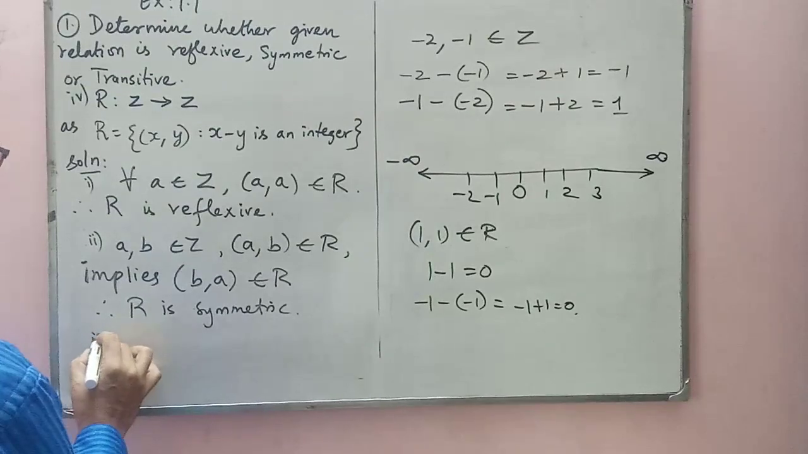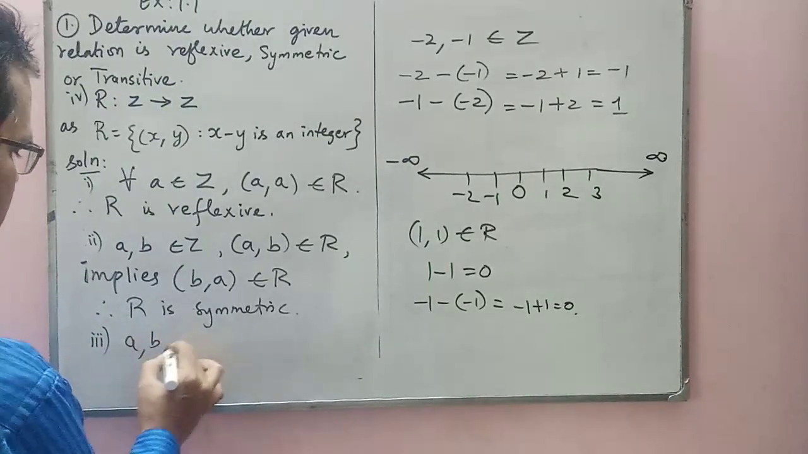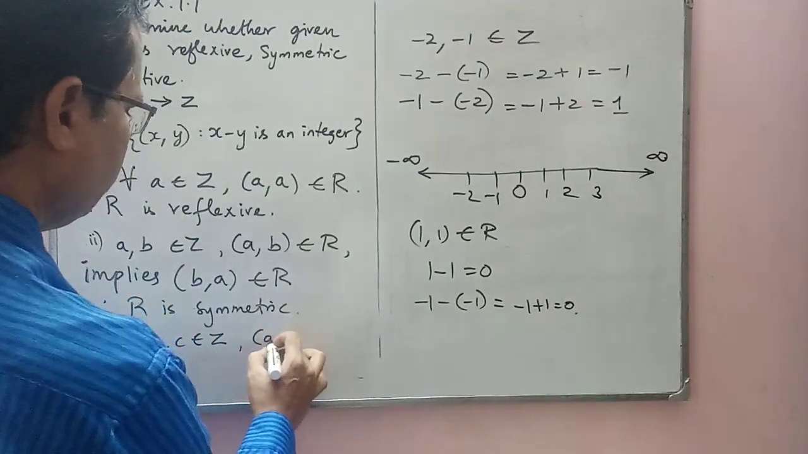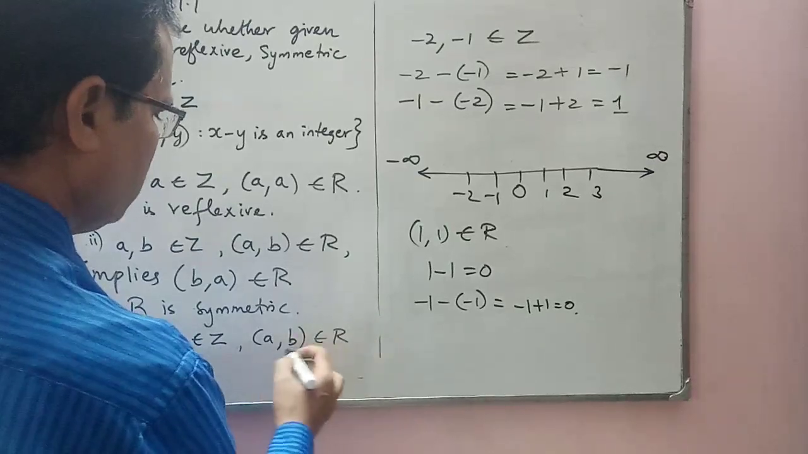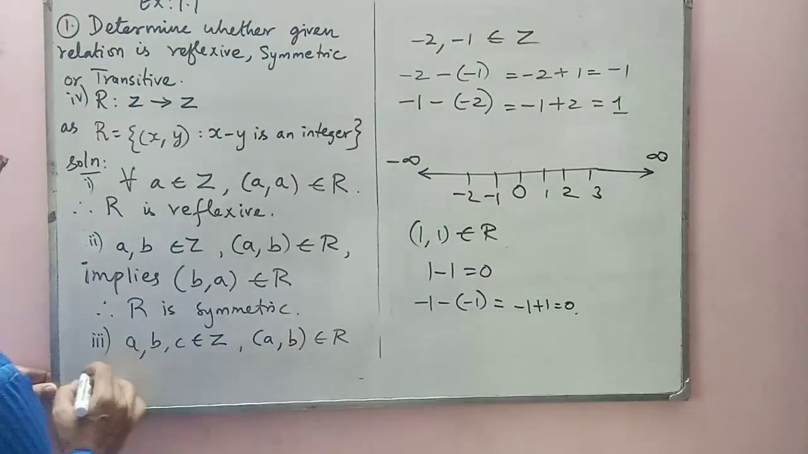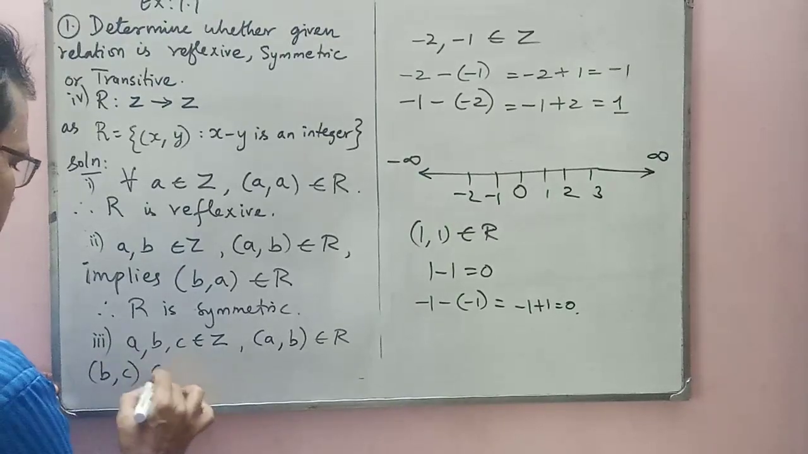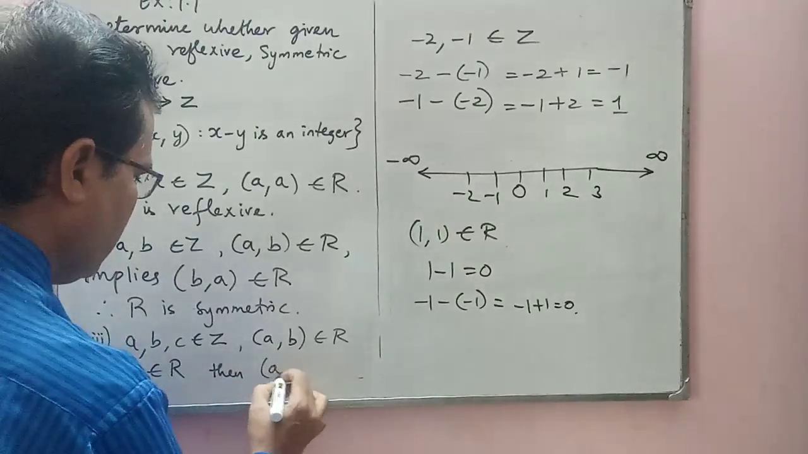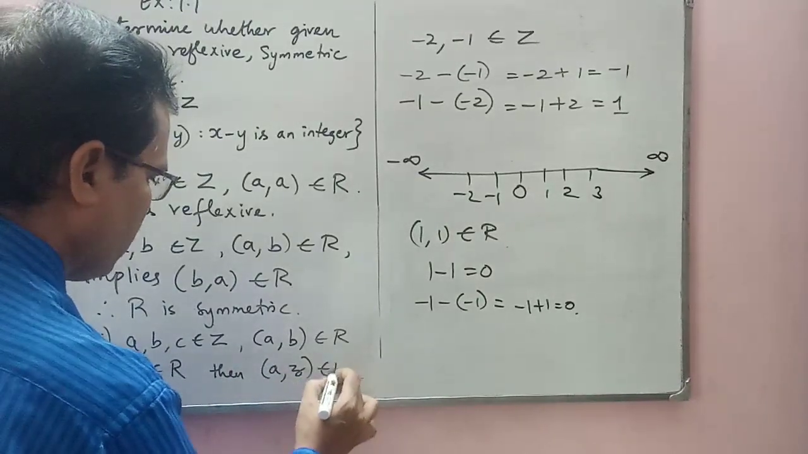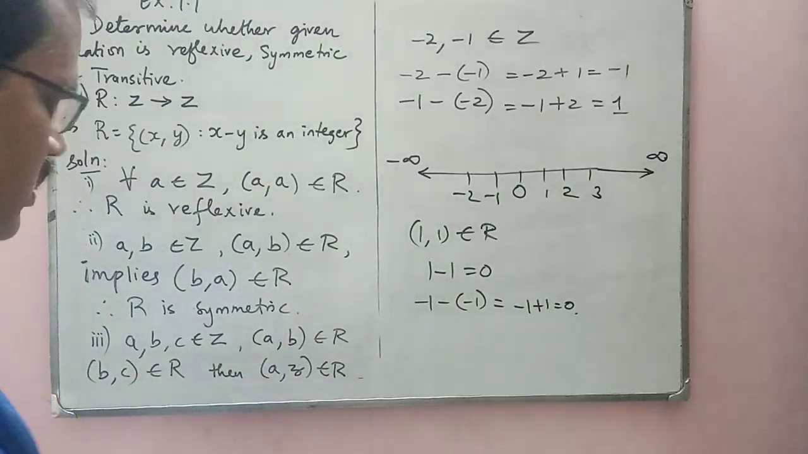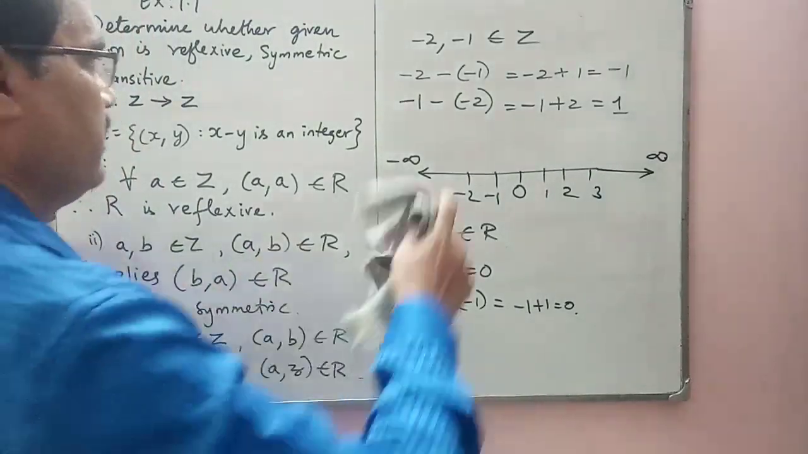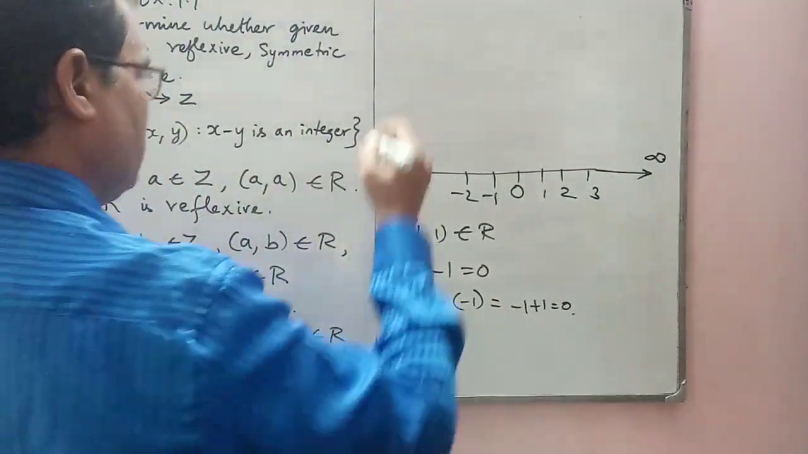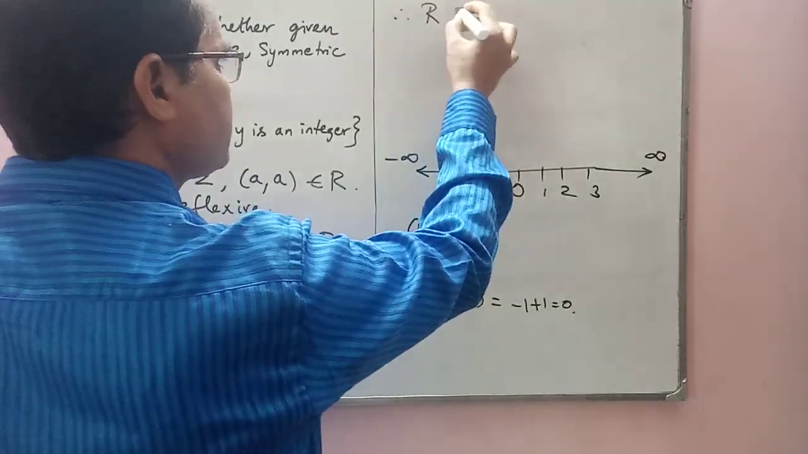Now the third one. Similarly, we choose three elements a, b, c belonging to the set of integers. (a, b) belongs to R, the difference of two integers being an integer. Then (b, c) is also in the relation. Then (a, c) also belongs to R, therefore transitive. So (a, c) belongs to R, therefore R is transitive.